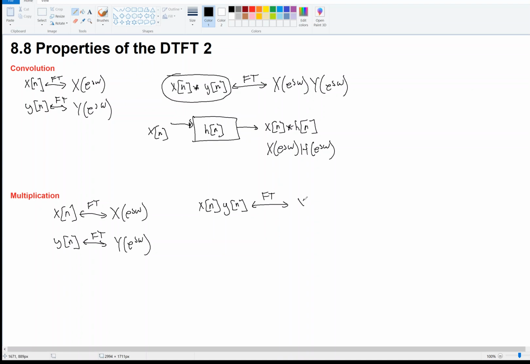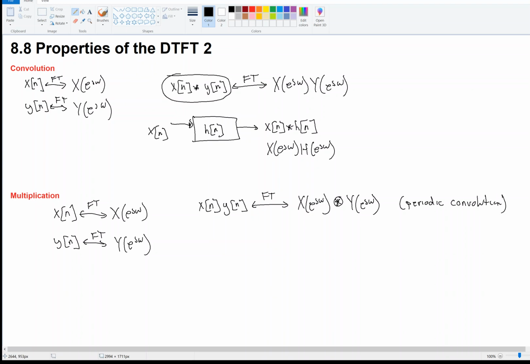is the periodic convolution. So I'm going to represent the periodic convolution with a circle there. Sorry, let me back up. This is not x of n, it's capital X of e to the j omega, and a circle. The periodic convolution is something that we talked about with discrete-time Fourier series. So I'm just going to note this is the periodic convolution.